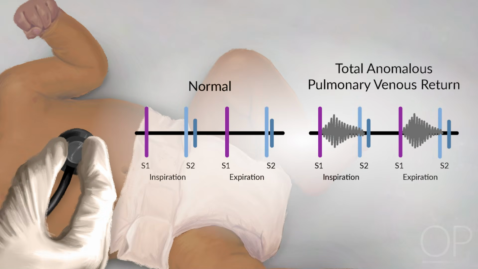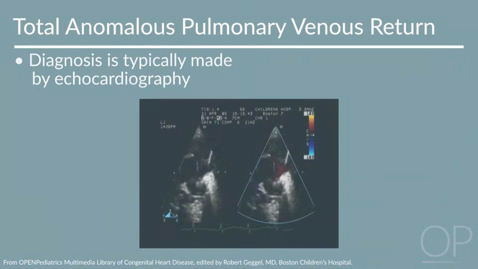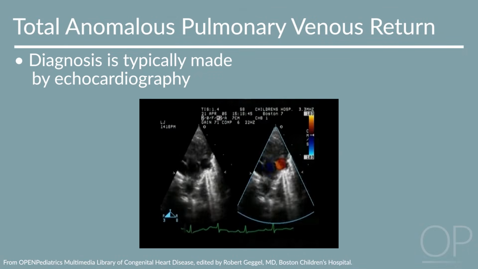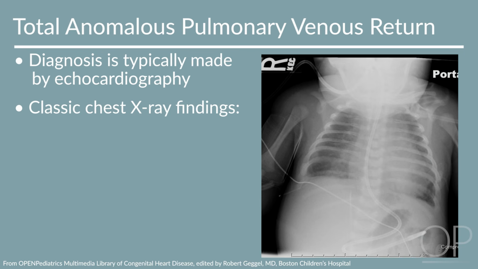On physical exam, patients with total anomalous pulmonary venous return have a fixed split second heart sound due to right ventricular volume overload and often a systolic ejection murmur due to increased volume of flow across the pulmonary valve. Diagnosis is typically made by echocardiography, and classic chest X-ray findings include a snowman or figure 8 sign.